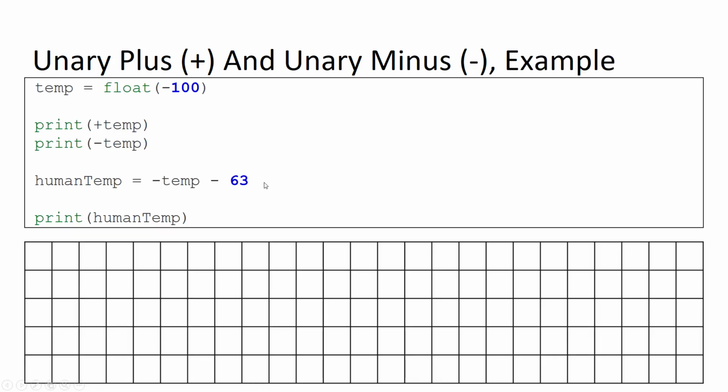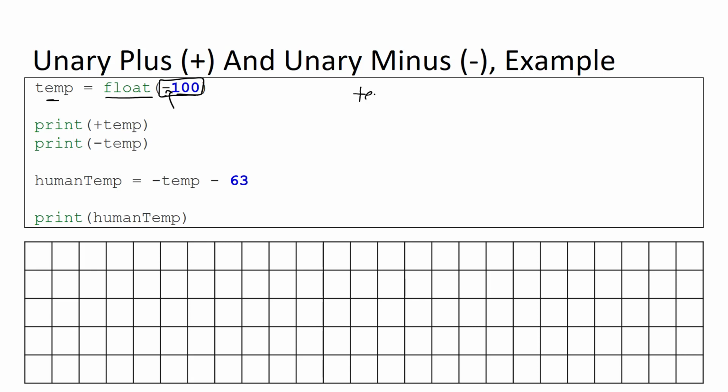So to see how the unary plus and the unary minus work, let's take one example. Let's say that I have one variable called temp, and it contains the floating point number minus 100. This is one place where we are using a unary minus. It takes the number 100, negates it so it becomes minus 100, and then converts it to float.